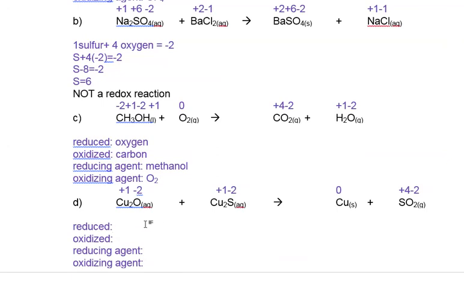So when we look at what's reduced and what's oxidized, which things changed? Copper went from +1 on this side to 0 on that side. That's a reduction. It's going down, so something must be oxidized. Well, what went up? Sulfur started out at -2 and ended up at +4. So the sulfur is oxidized.